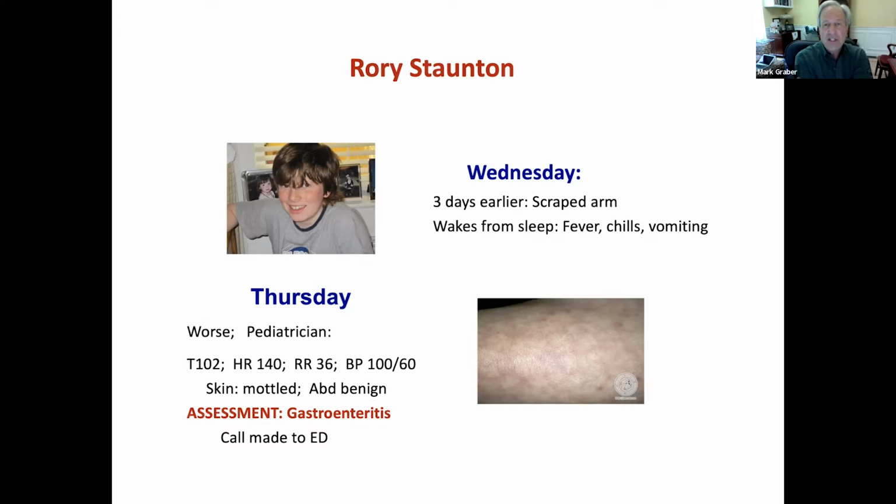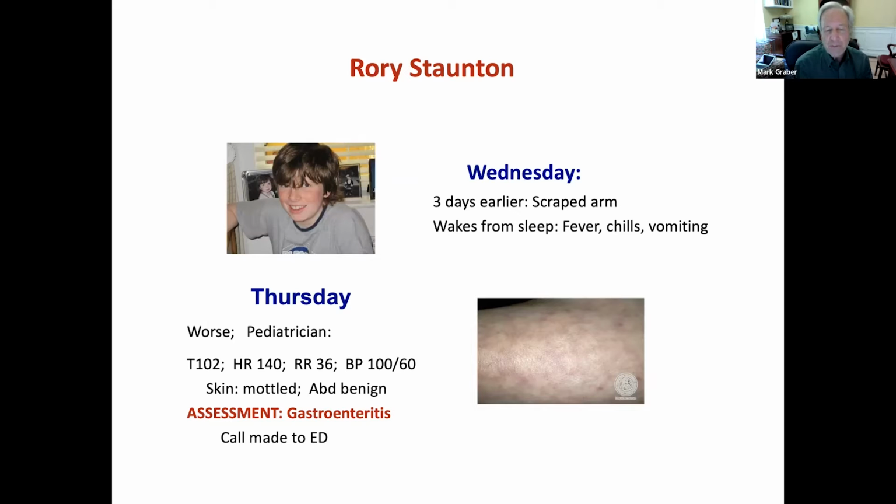And these are the vital signs at the pediatrician's office. His temperature's 102, that's up there. Heart rate of 140 is kind of a red flag. That is way up there. Respiratory rate is 36. His blood pressure is okay for a kid. And the pediatrician described his skin as mottled. We don't have a picture of his skin, so this is just a stock photo from a medical textbook of mottled skin. The technical term for this is livedo reticularis. It's kind of an unusual finding and another red flag. You don't see this every day.